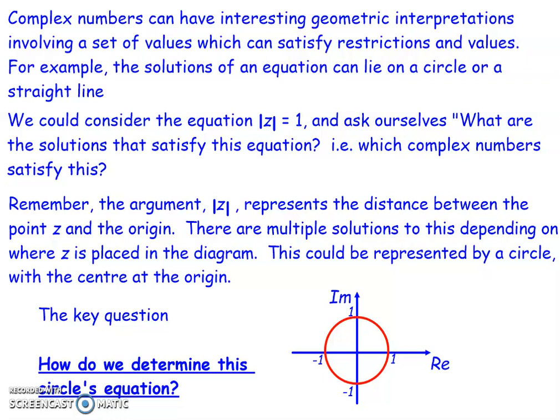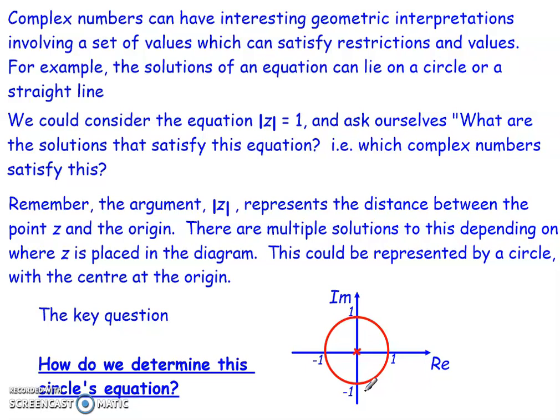Now what this means is that we can have multiple solutions to this depending on where we place z within the Argand diagram. We could have any number of solutions as long as it is a distance of 1 away from the centre, because that is the only restriction we have placed on this complex number. So if we look at this Argand diagram here, there would be my centre. Every single point on this red circle here is a distance of 1 away from that centre. So each of them represents a complex number where the modulus of that complex number z is 1. So we can represent that by a circle, which is great.